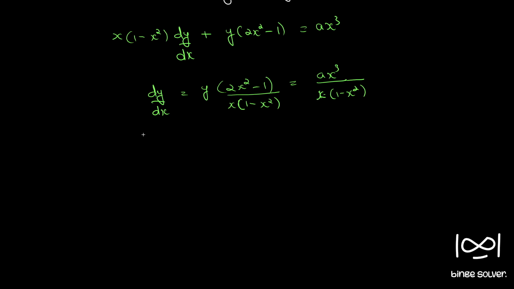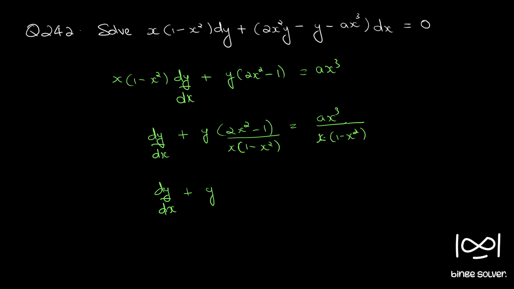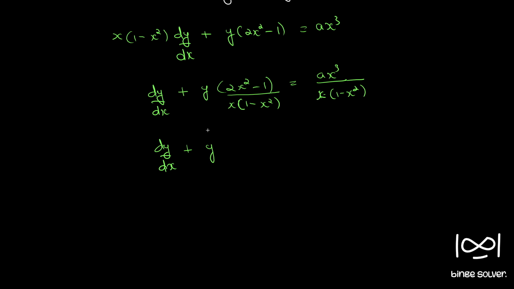Now the question is in the standard form of a linear differential equation: dy by dx plus y into a function of x, p, equal to q. This is a standard form where p and q should be functions of x alone, or constants. Here p is 2x square minus 1 by x into 1 minus x square, and q is equal to ax cube by x into 1 minus x square, both are functions of x alone.